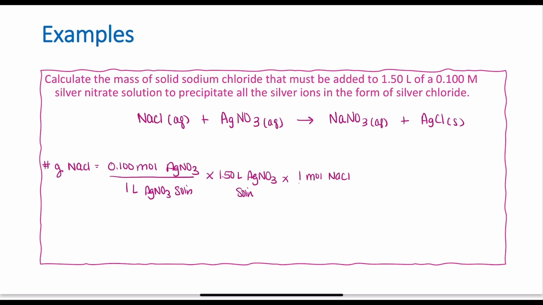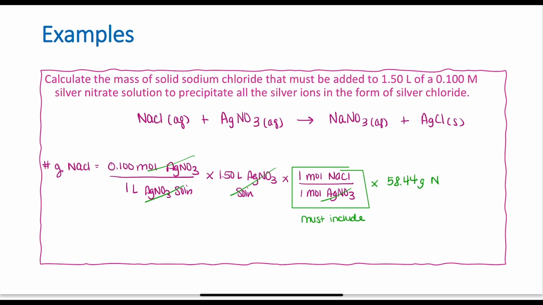So I see that 1 mole of NaCl reacts with every 1 mole of silver nitrate. Again, even though mathematically it appears that this step isn't doing anything, you must include it if you want credit for your work. It's showing me you understand your conversions. Now I've got moles of sodium chloride, because again, check your units here. Your liters of silver nitrate have canceled. Your moles of silver nitrate have canceled. You're left with moles of sodium chloride. Multiply that by the mass of sodium chloride, 58.44 grams of NaCl for every 1 mole of NaCl. And you get 8.77 grams of NaCl.